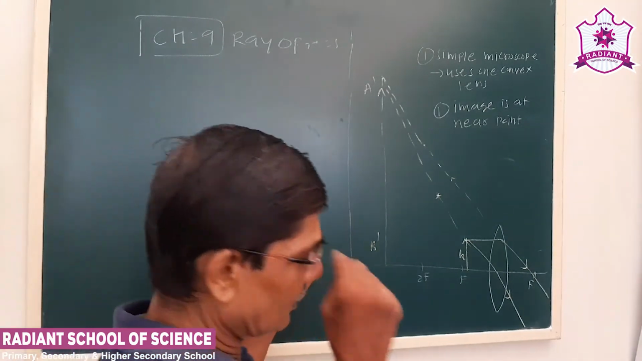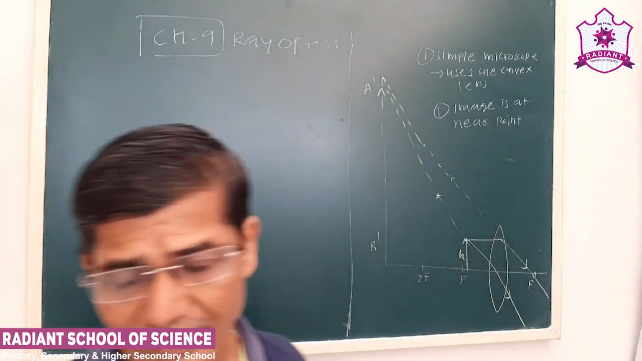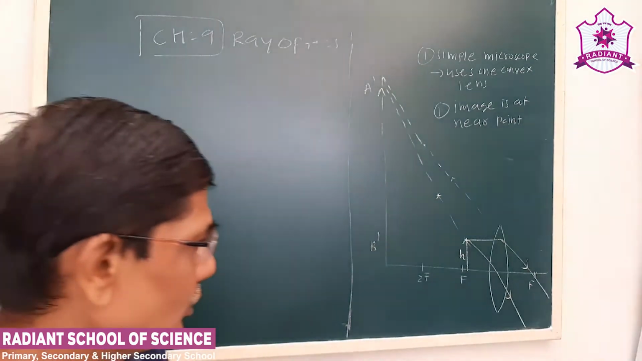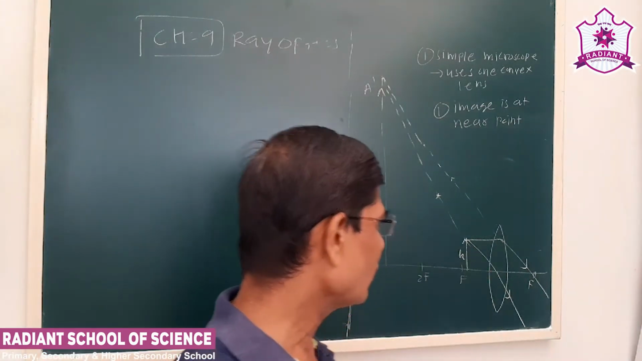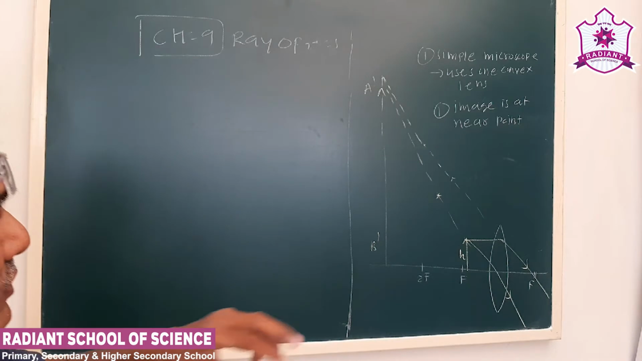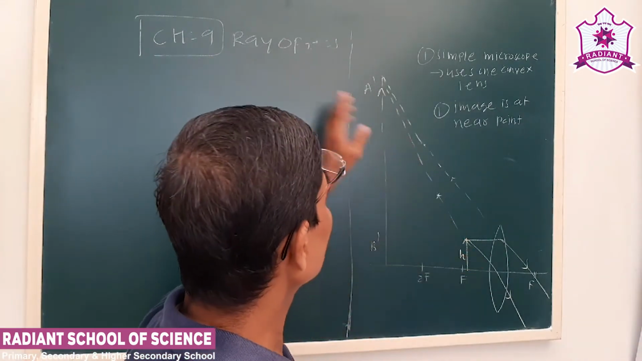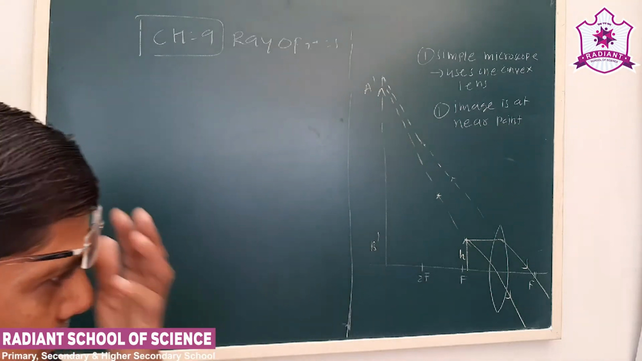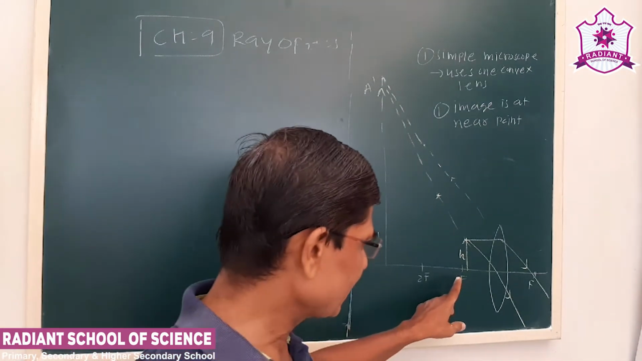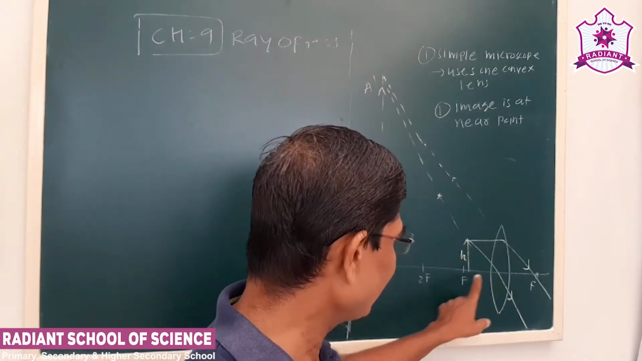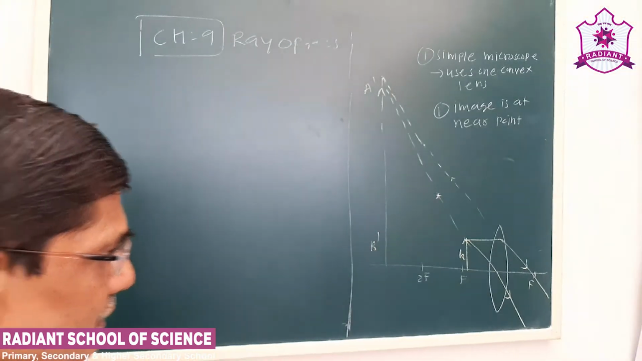Now we have seen the image is formed by a convex lens. See, when the object is within the f of a convex lens, the image is formed at infinity. Image is formed on the same side of the lens. See, when the object is placed within the f and optical center of a convex lens, see what we can see.